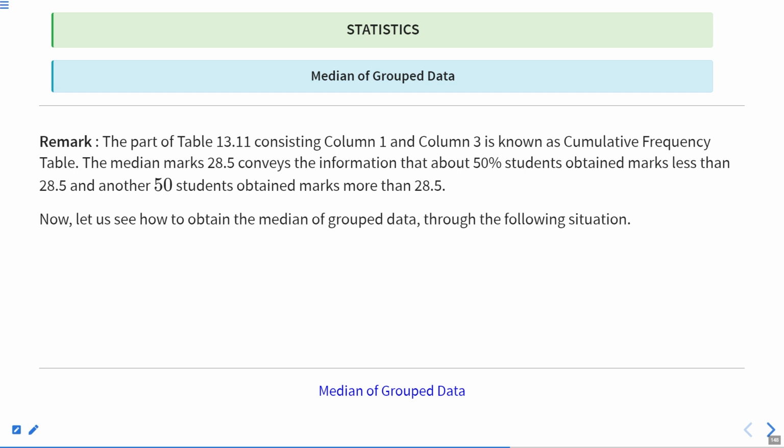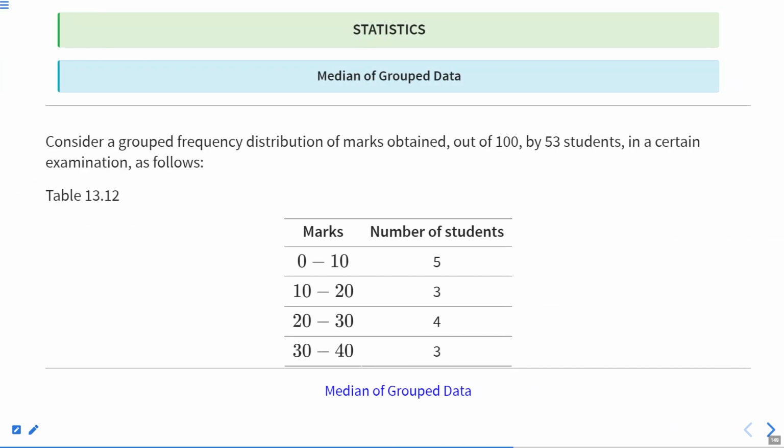Now let us see how to obtain the median of grouped data through the following situation.